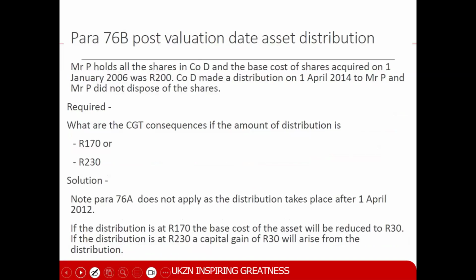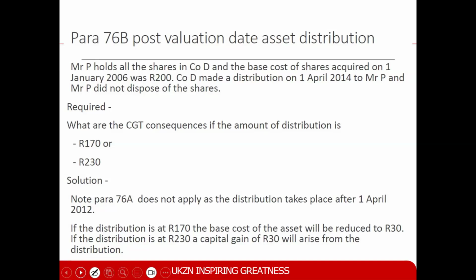Next example. Mr. P actually holds all the shares in company D, and the base cost of the shares acquired on first was 200. So company D made a distribution on 1st April to Mr. P, and Mr. P did not dispose of the shares. So required: what are the CGT consequences for the amounts? So we've got 170 or 230. But let's see, in this case, it was actually 120, the shares they acquired. So note paragraph 76 does not apply to a distribution that takes place after 1st October. So this distribution actually takes place after 1st October. So if the distribution is 100, the base cost will be reduced to 80.